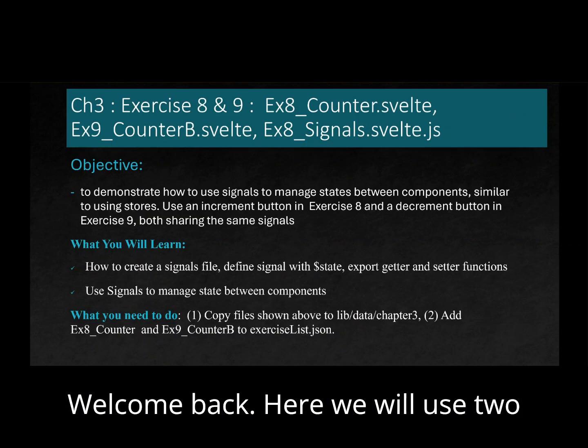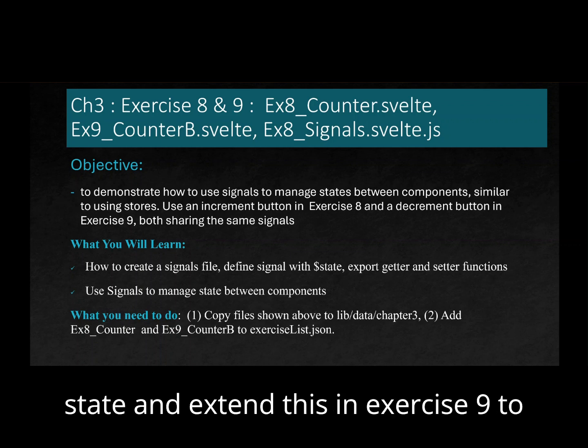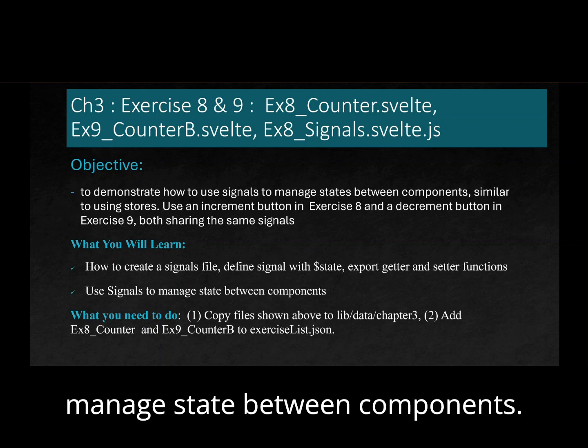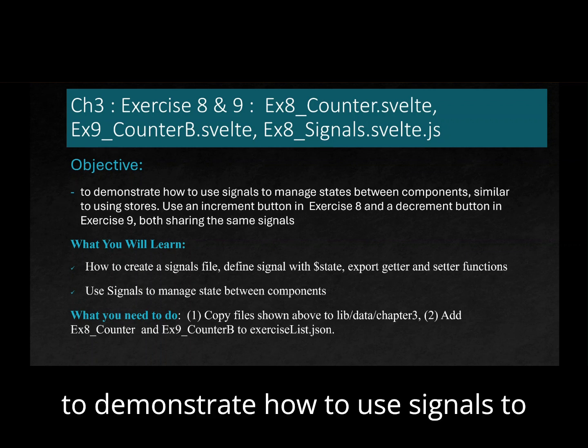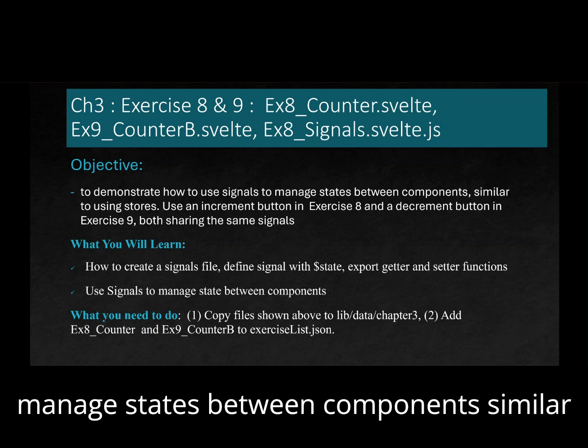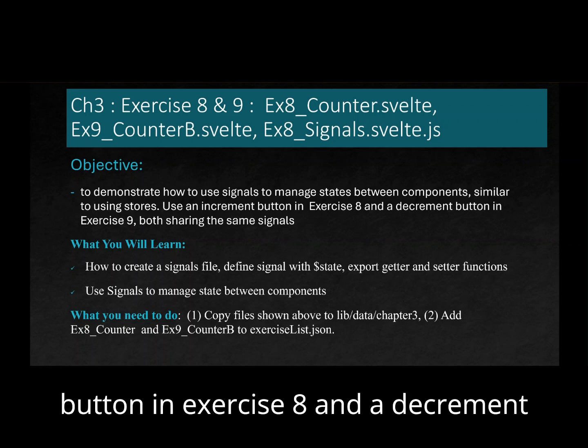Welcome back. Here we will use two exercises. In exercise 8, we are going to use signals to manage local state and extend this in exercise 9 to manage state between components. What is the objective? To demonstrate how to use signals to manage states between components, similar to using stores. Use an increment button in exercise 8 and a decrement button in exercise 9, both sharing the same signals.